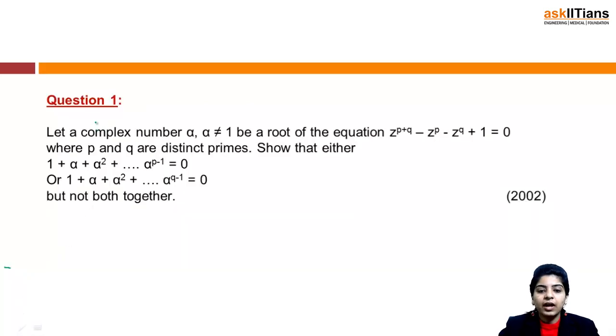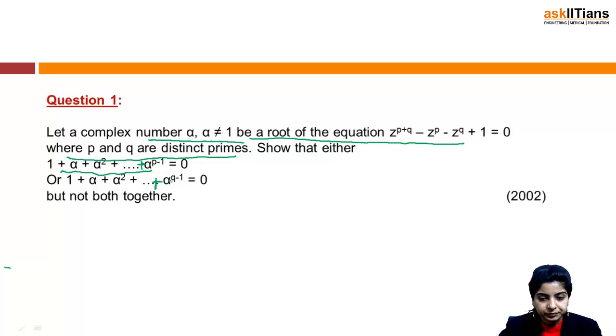The first question is: let a complex number alpha, where alpha is not equal to 1, be a root of the equation z raised to the power p plus q minus z raised to the power p minus z raised to the power q plus 1 equal to 0, where p and q are distinct primes. Show that either 1 plus alpha square plus so on up to alpha raised to the power p minus 1 is 0, or 1 plus alpha square plus so on up to alpha to the power q minus 1 is equal to 0, but not both together. So just try to utilize the given information.